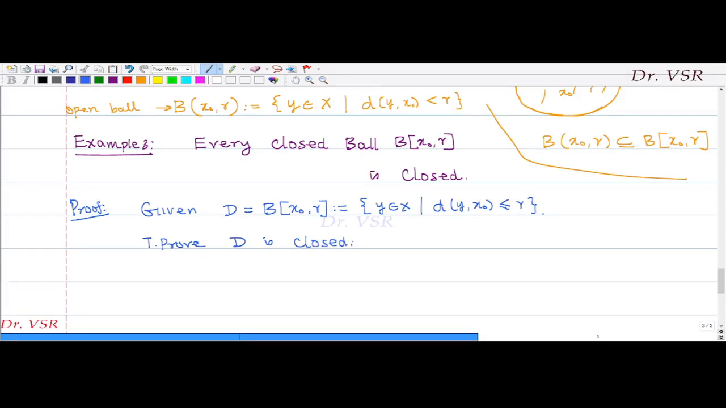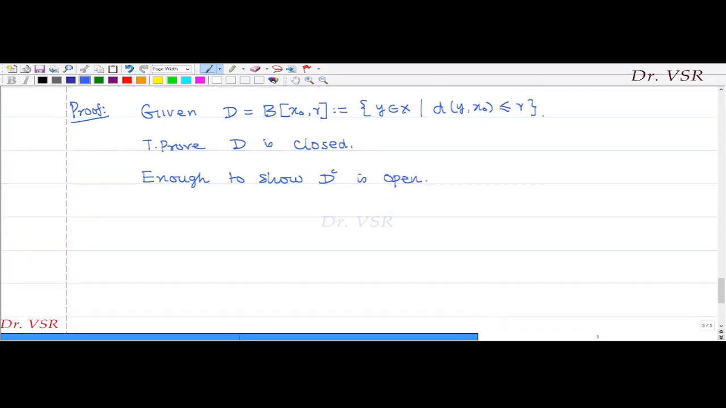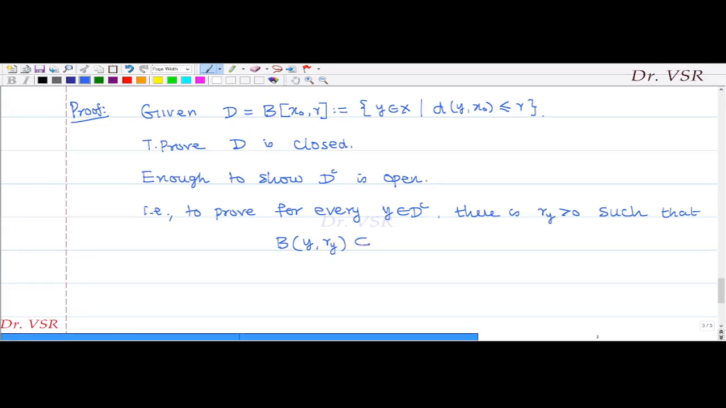Okay, so what do we need to prove? It is enough to show that D complement is open. That is to prove, for every y belongs to D complement there is r suffix y positive such that the open ball with the center y and radius r suffix y is contained in D complement. That is to prove, for any y given, we can find a radius, that is what we are going to say.